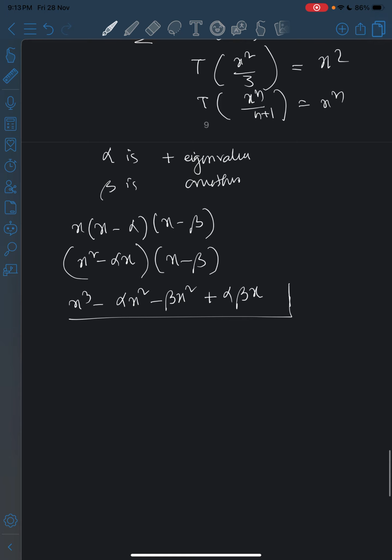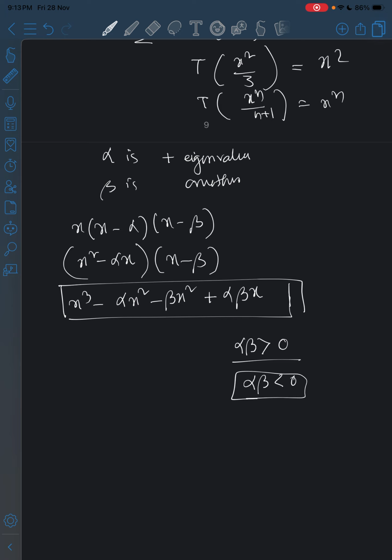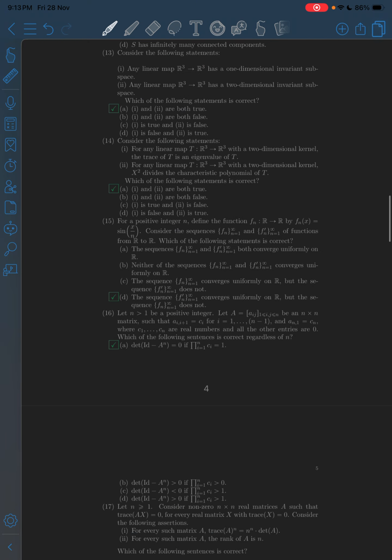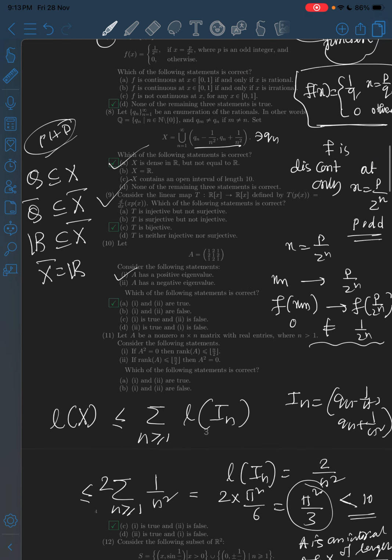Now alpha is positive, right? If beta is also positive, then alpha beta must be greater than 0, and if beta is negative, then alpha beta must be less than 0. So you can just find the characteristic polynomial and look at the coefficient of x. If the coefficient of x is positive, then the second option is wrong, and the other eigenvalue must be positive. And if the coefficient of x is negative, then the other eigenvalue must be negative. Okay, and you can check that this will be the correct answer. So question number 10 is also an easy problem.